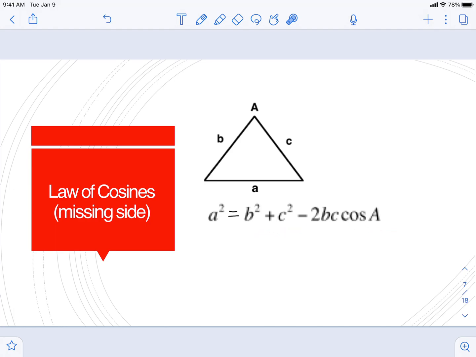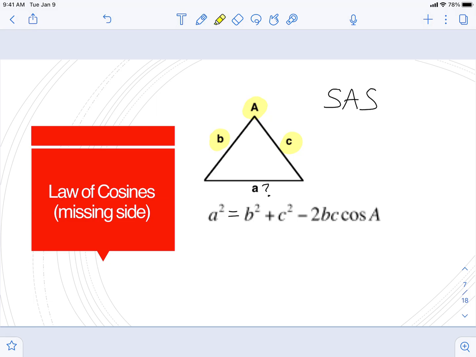It's very similar to the Pythagorean theorem. It actually comes from that, except now we've got this minus 2bc cosine of A that sort of makes up for the fact that it's not a right triangle. The idea here is that we know what the sides b, c are and the angle A. So we basically have an SAS triangle, a side-angle-side triangle. And we're using this to figure out what the opposite side a is.